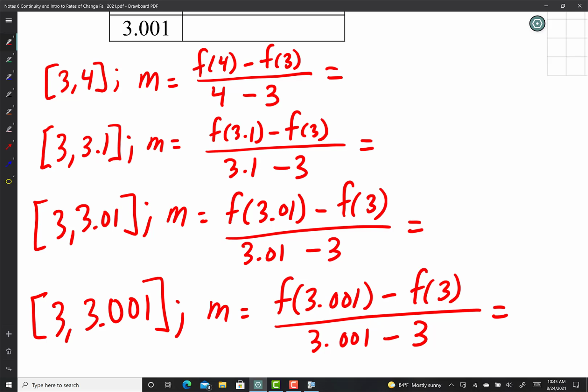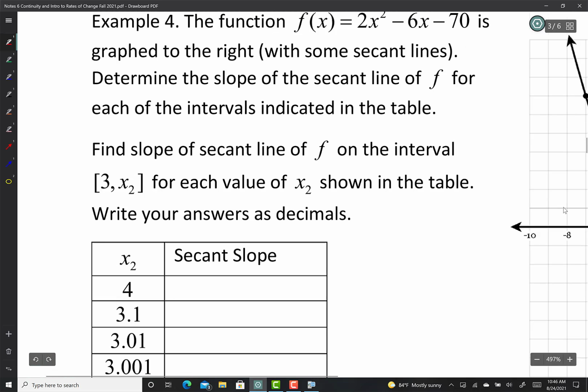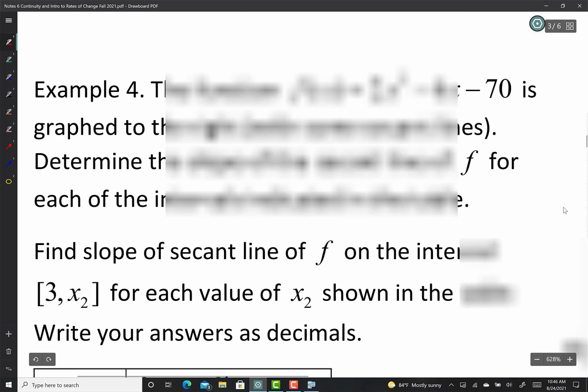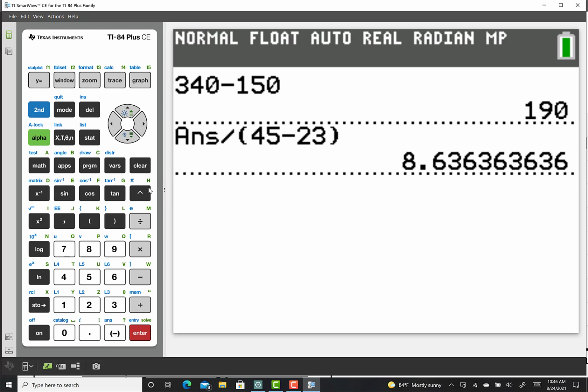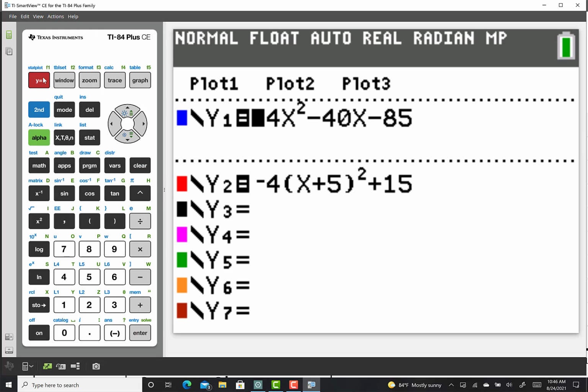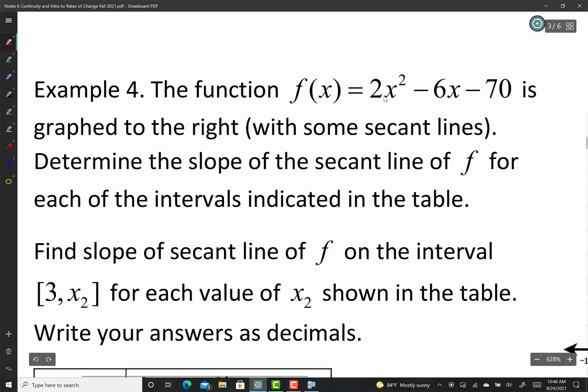If you have a calculator, I recommend that you do this with me. If not, I guess you can just observe, but I recommend you try to do this with me, guys. So get your calculators out. Whatever calculator you're going to use on the day of the exam, that's what you should be using, guys. On y1, I'm going to type in this equation: 2x squared minus 6x minus 70. So type that in.